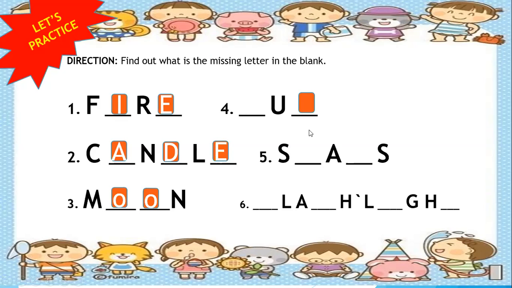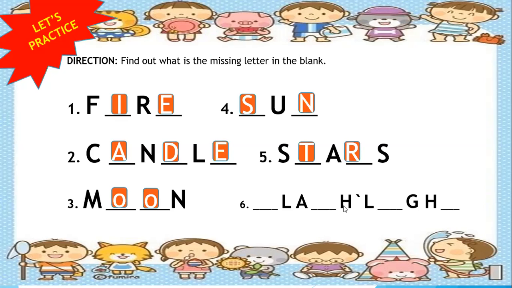Number four, what is it? This word is an example of natural light. This word is sun. The missing letters are S and N. Sun, I spell S-U-N. How about number five? This is also an example of natural light, and it is very beautiful during nighttime. This is stars. What are the missing letters? The missing letters are T and R. Star, I spell S-T-A-R-S.